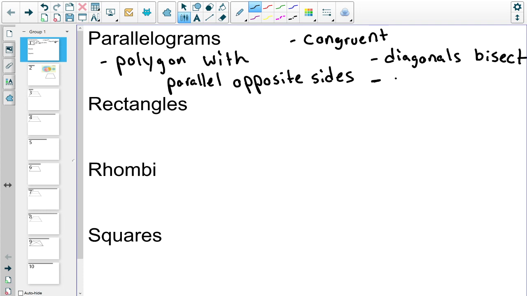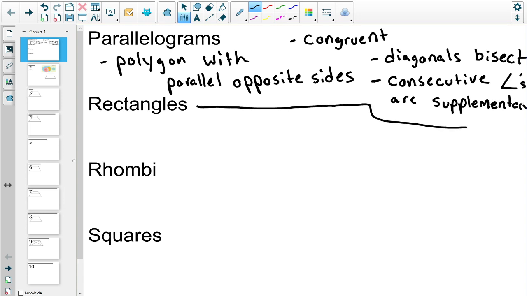And we also know that consecutive angles are... Oop, I almost wrote the wrong word there. Consecutive angles are supplementary. And there's a lot of other properties we've learned along the way, and that gets into these next definitions.